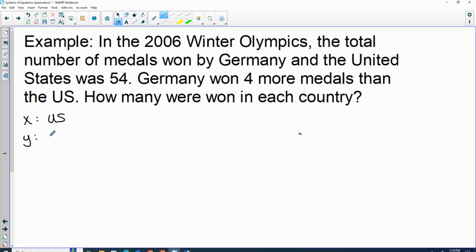So I'm going to say x is the US and y is Germany. And you could flip those. That's why we label them. What would my first equation be? Okay, because I know the total, so altogether was 54. Okay, second one. Germany, so my Germany was y, won 4 more than the United States. So how would I write that?